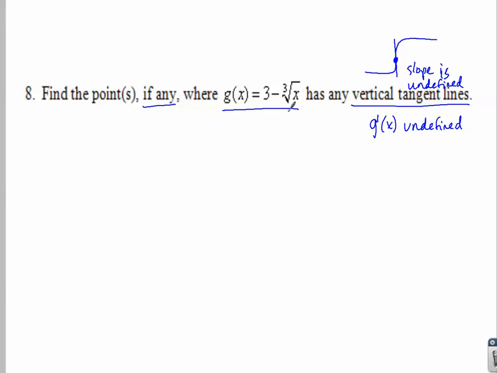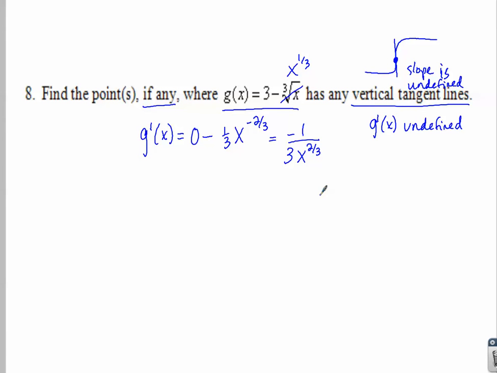Well, we need g prime first. So we find the derivative, and I don't see any y's over here, so it looks like I don't need implicit differentiation. 0 minus, treat that as x to the 1/3, and we have 1/3 x to the negative 2/3, or negative 1 over negative 3x to the 2/3.